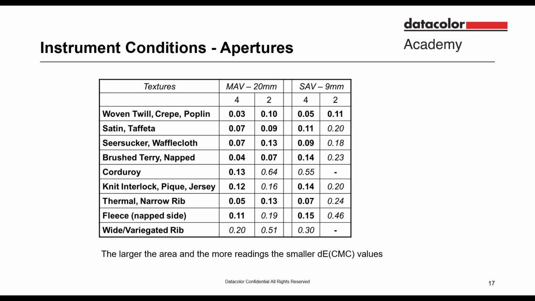In general, the larger the area and the more readings we average, the smaller the delta E CMC values reported will be. So the aperture selection is very important to achieve less variation.